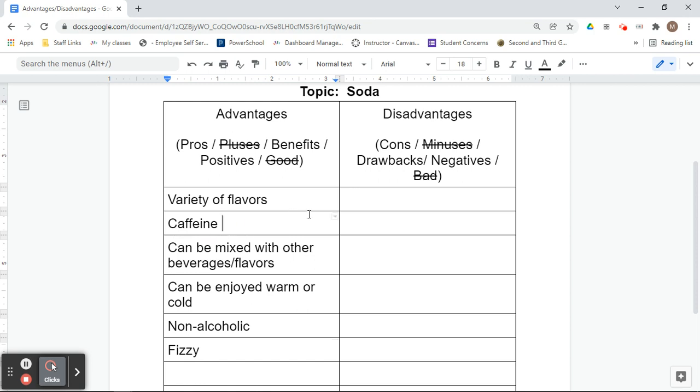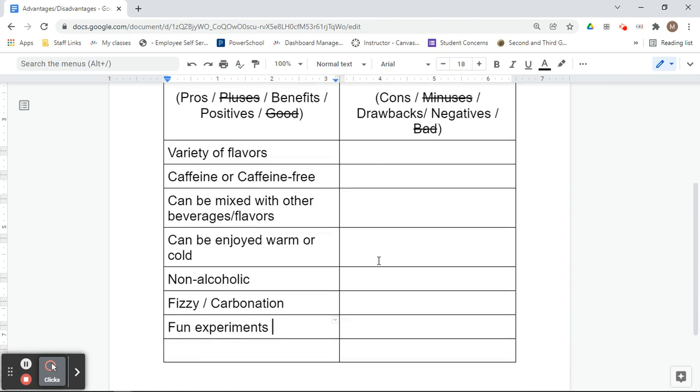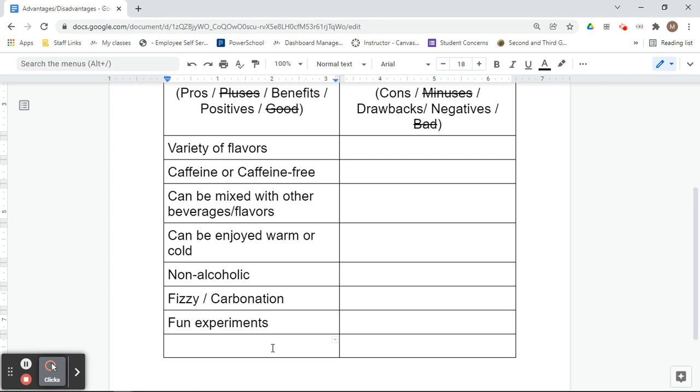And I know they have obviously caffeine free sodas. So maybe I can put caffeine, and can even be caffeine free, because not all soda does have caffeine. They have fizz or fizzy or carbonation. You can do fun experiments with soda. They're definitely a great alternative to milk or water.